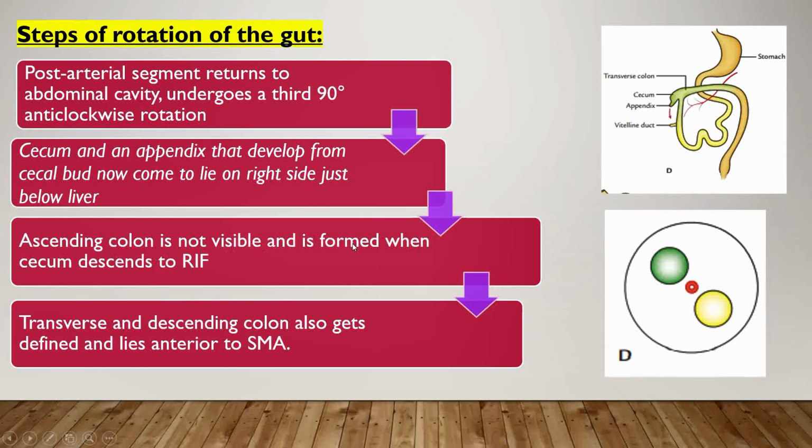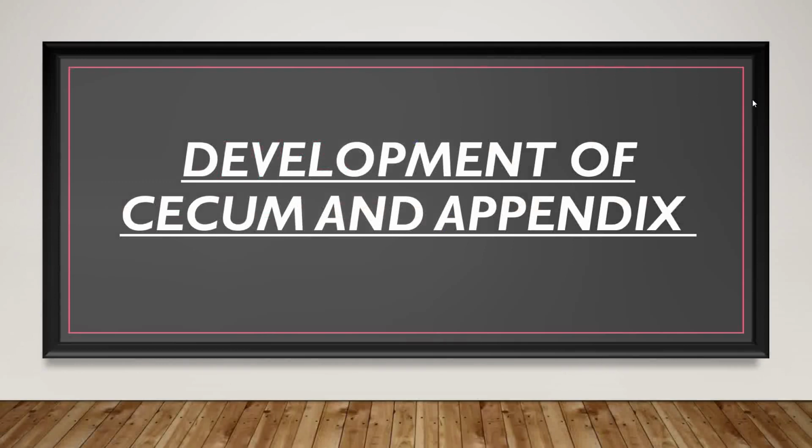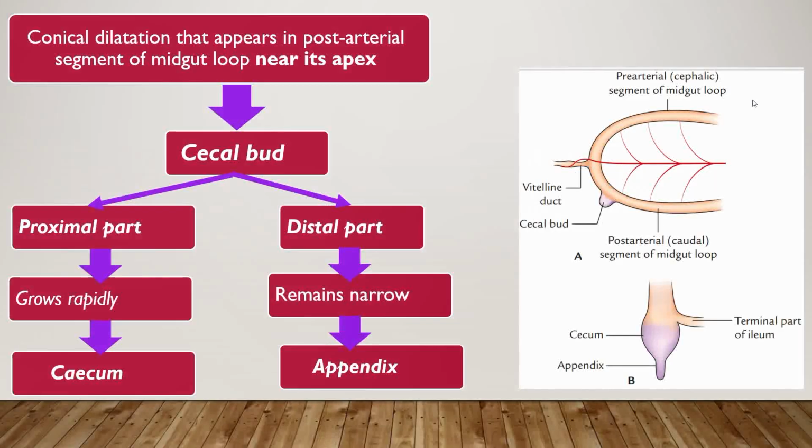Ascending colon is not visible, and it is formed when the cecum is descending into the right iliac fossa, when it is coming down into the right iliac fossa. Now transverse and descending colon also get defined, and they lie anterior to the superior mesenteric artery. Here you can see the remaining transverse colon and the descending colon lying anterior to the superior mesenteric artery. So that is the midgut rotation.